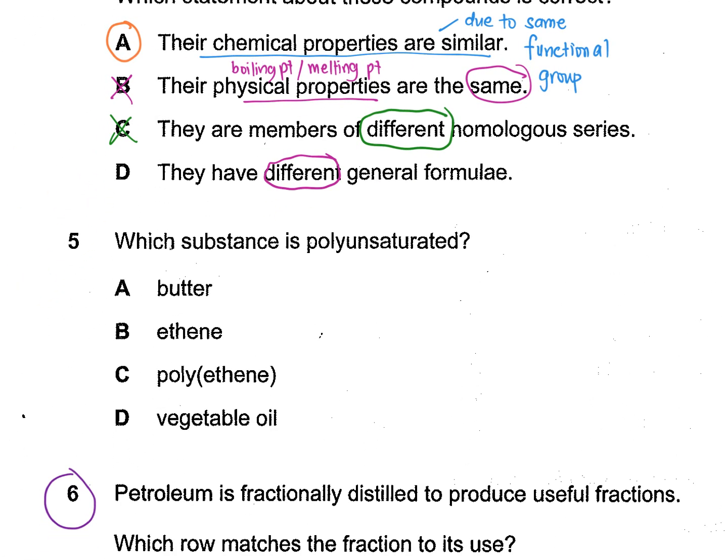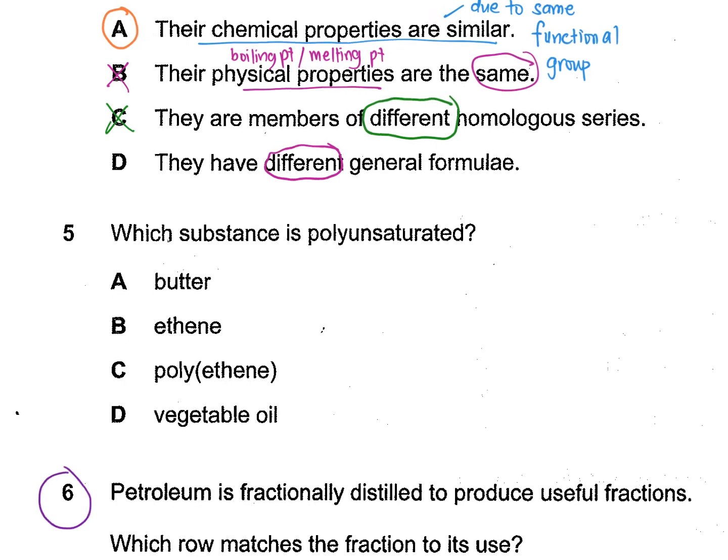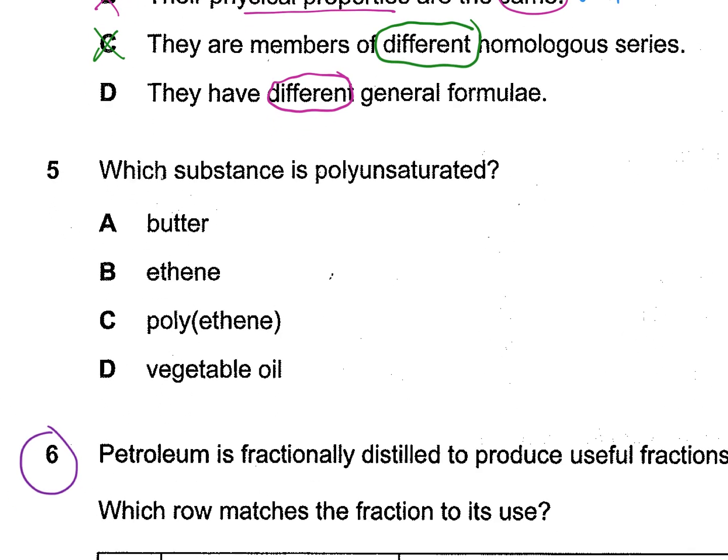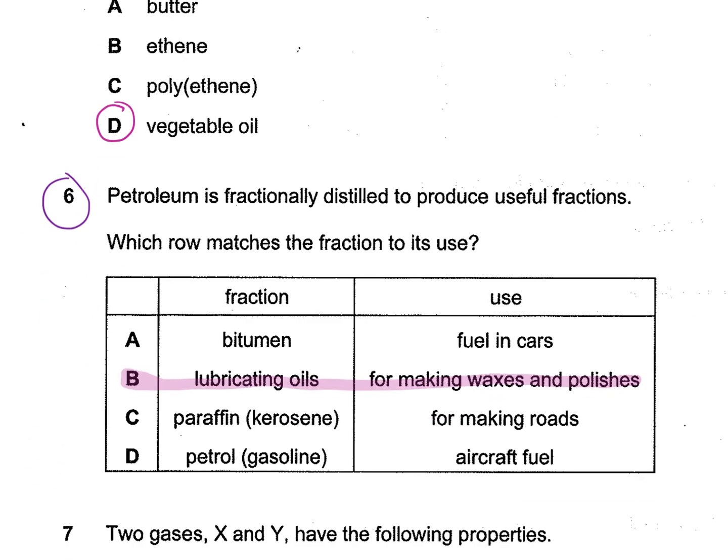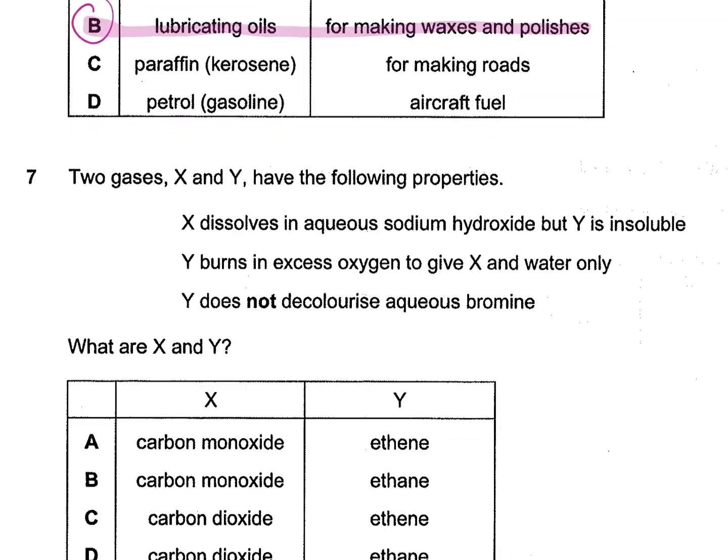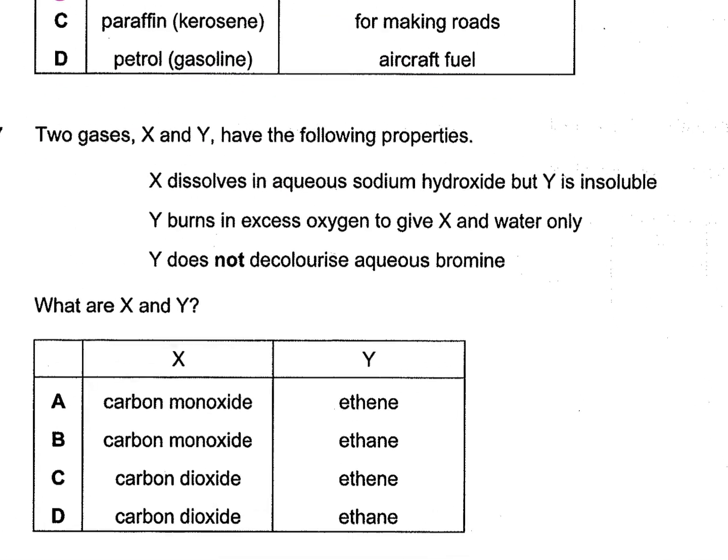Question 5, I'm going to skip this. Most of you have no problem with this. Question 5 answer is D. Question 6 we already did earlier, answer is actually B. Then let's look at question number 7. Okay, this one is very badly done.